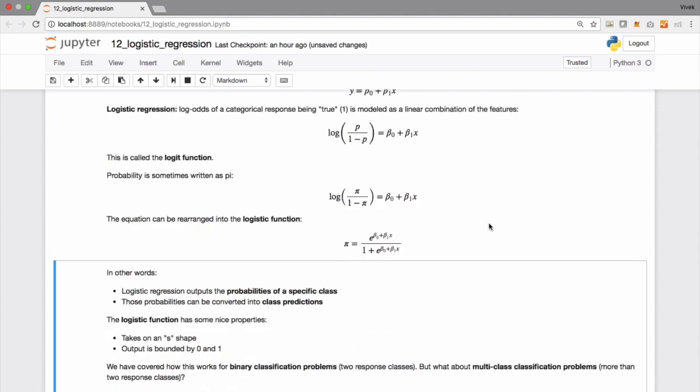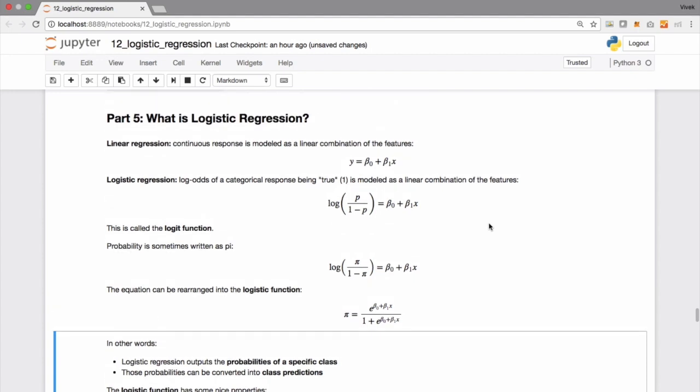Now, sometimes symbolically, the p is also denoted as pi. So we can rewrite our equation as log of pi by 1 minus pi to be equal to beta 0 plus beta 1x. Now, I've skipped a bunch of steps where I can show you how this equation transforms into that. But if you just do the math simply in your head, you should be able to get this.